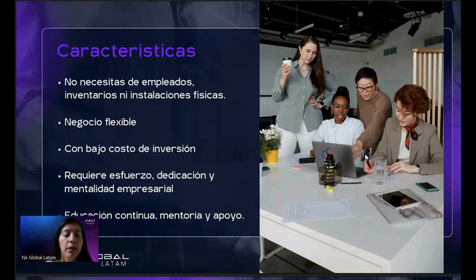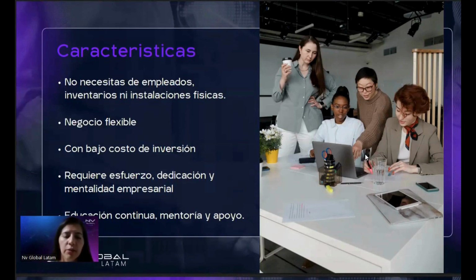You don't need to have employees. You don't manage inventories or physical facilities. It's a flexible business. Flexible in what? Flexible in time, flexible in space. You manage your schedule. You work as you prefer. You choose your niche. You create your entire business plan. You develop your strategy, and you can do it from anywhere in the world.